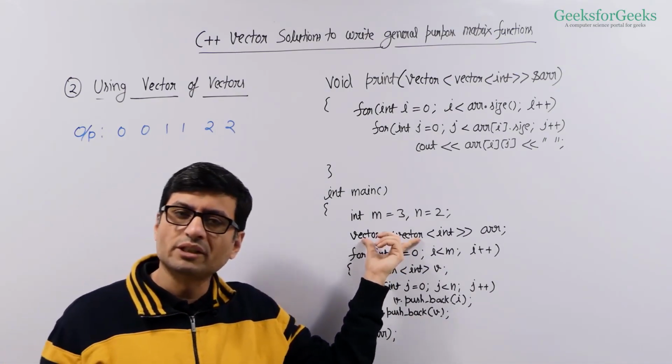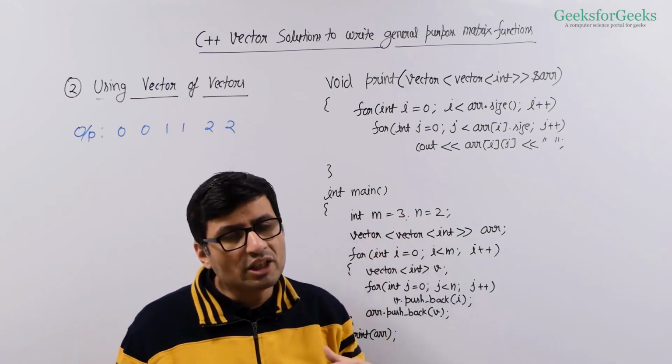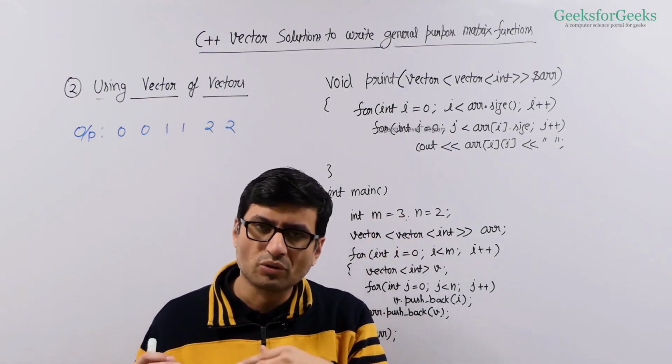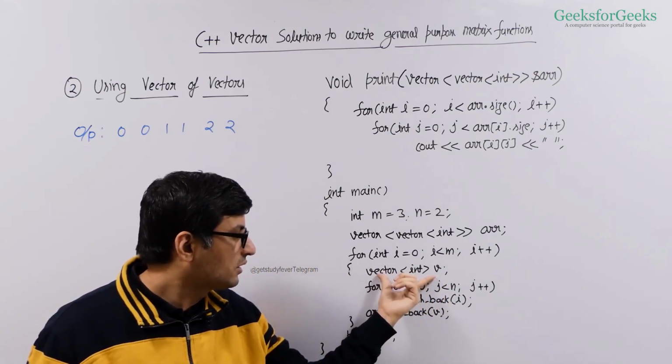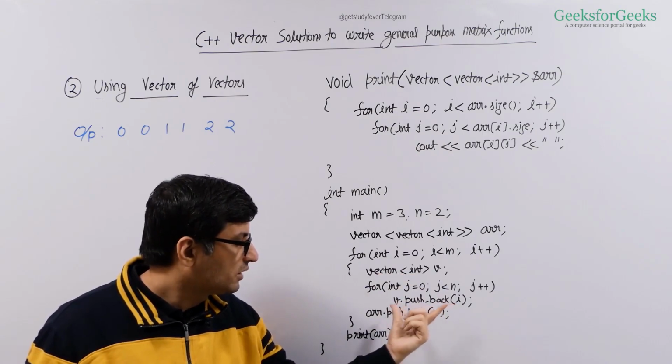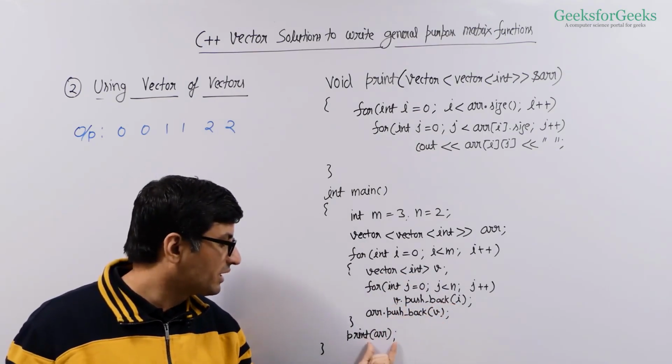The number of elements in the main vector is going to be equal to the number of rows. And then individual vectors are individual rows of this matrix. We create individual rows one by one. We push elements to them. And then we push the row vector to our main vector. Then we write the print function.